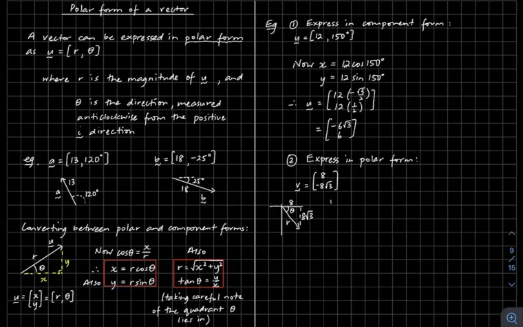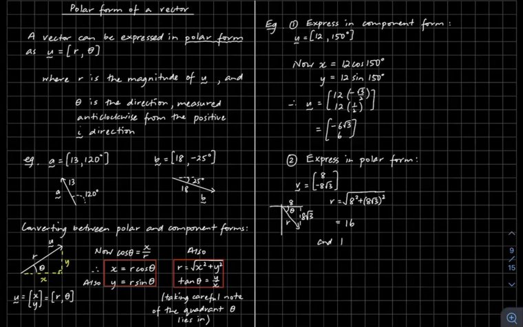So r is going to be equal to the square root of 8 squared plus 8 root 3 squared. Now you can write that as negative 8 root 3 if you want, but when you square it, it's going to become positive regardless. So what are we going to have there? 64 and then 64 times 3. So that is going to be the square root of 256. It's going to work out as 16. So its magnitude, or its length, is 16.